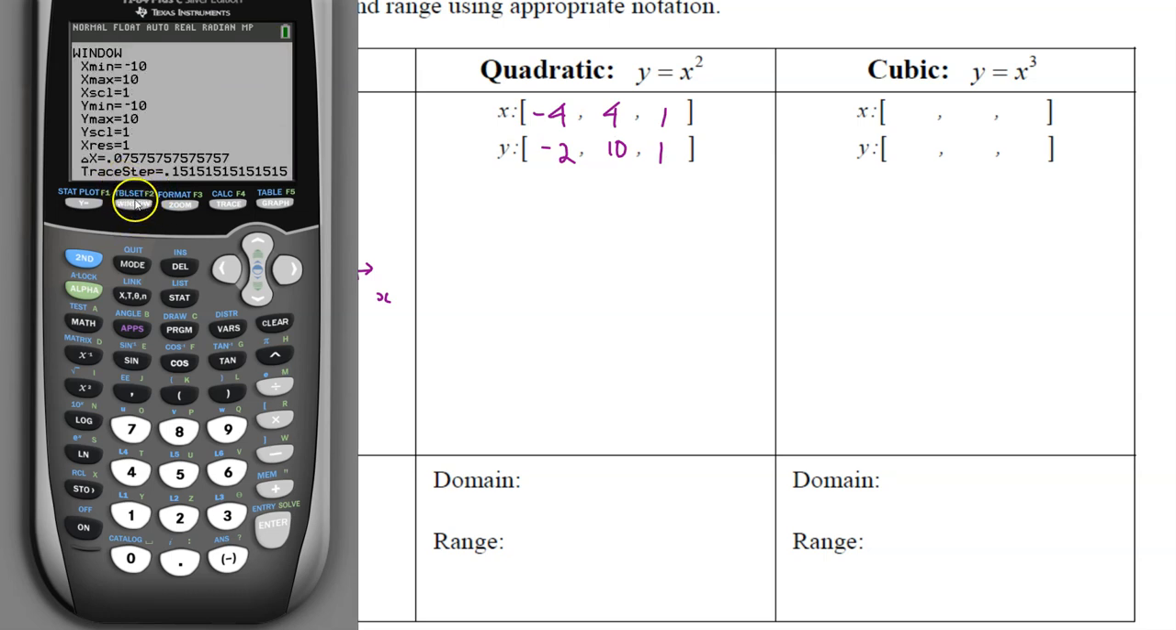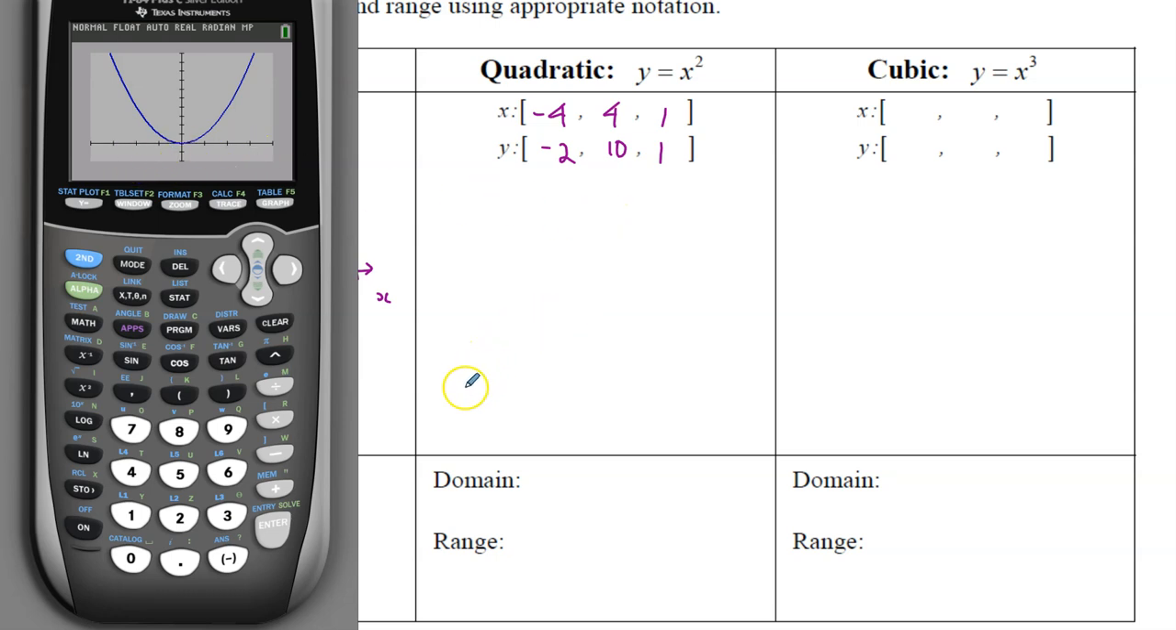Let's go adjust that. I'm just going to hit window. I'm going to change that to -4, hit enter, 4, hit enter, by 1s. And -2 to 10 by 1. And we'll hit graph. So we are showing a little bit below the axis, even though the curve doesn't go there. This is still a good way to see, hey, look, there's the axis.